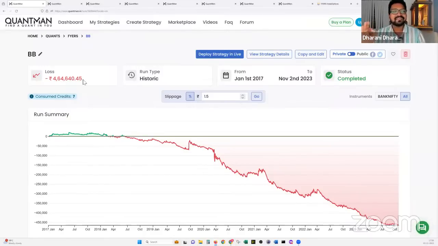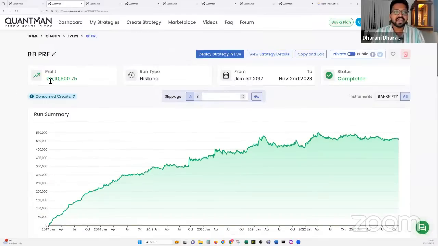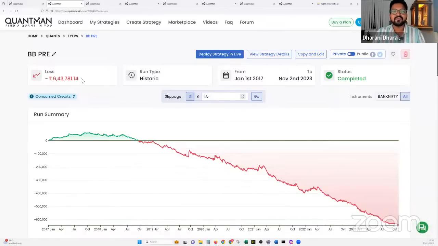Such an important thing is the slippage. Whatever we learned on the first BB is a loss. On the second, we see 5 lakh rupees of profitability. I put 1.5% of slippage. Now, from 5 lakhs of profit, it goes to 6 lakh rupees of loss.